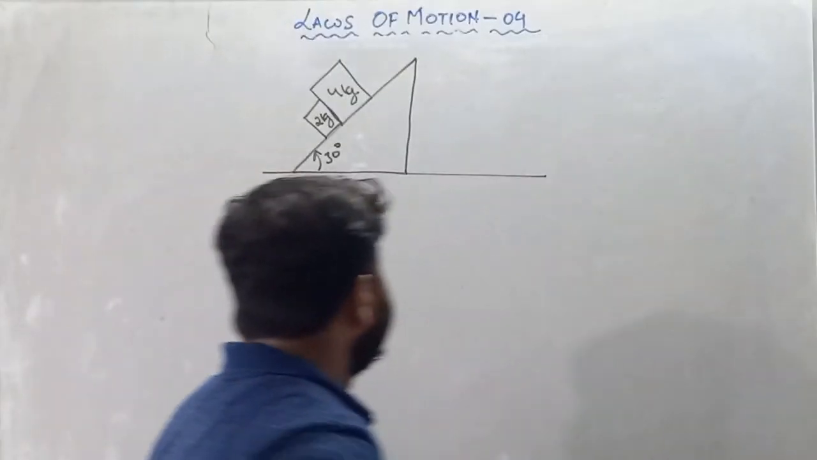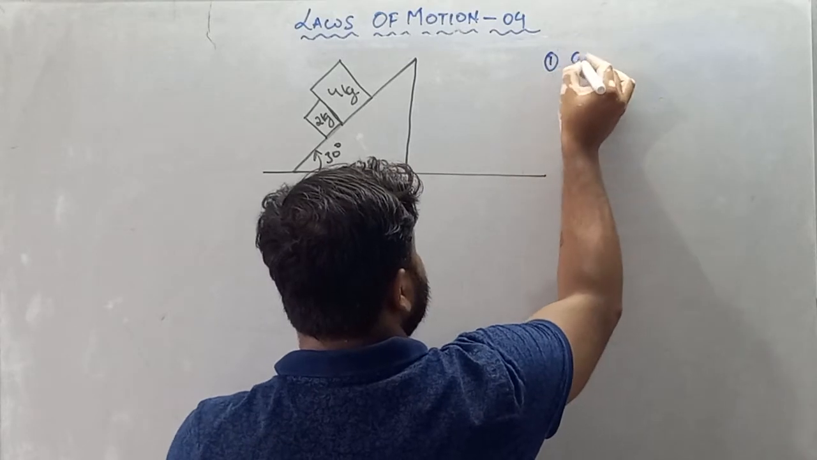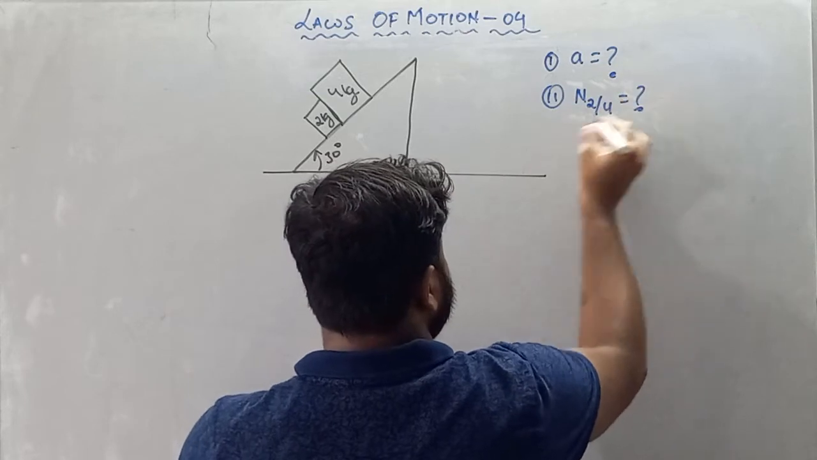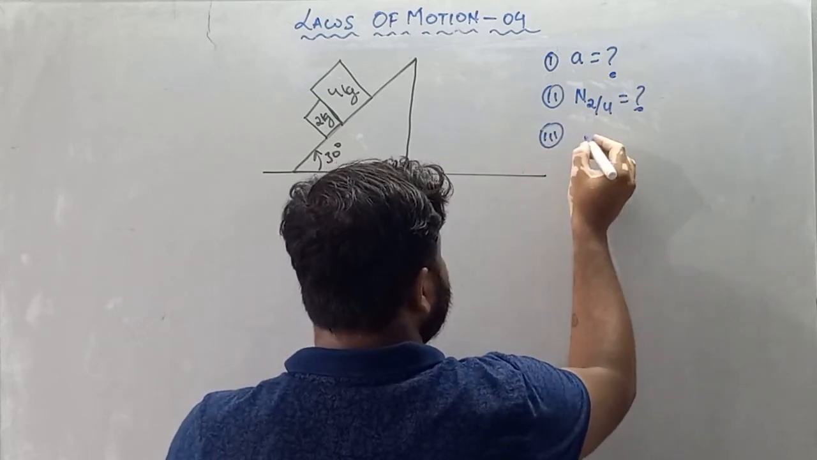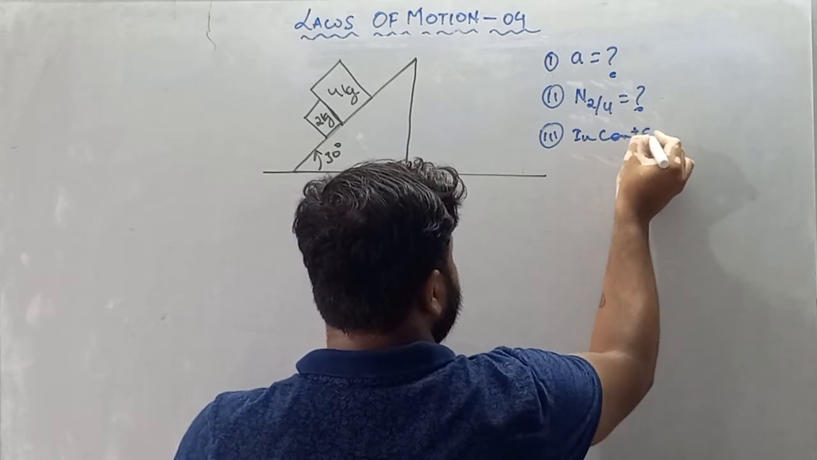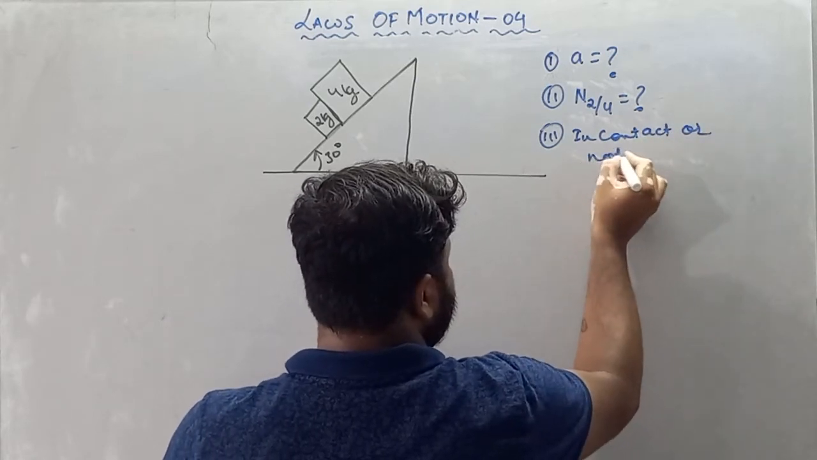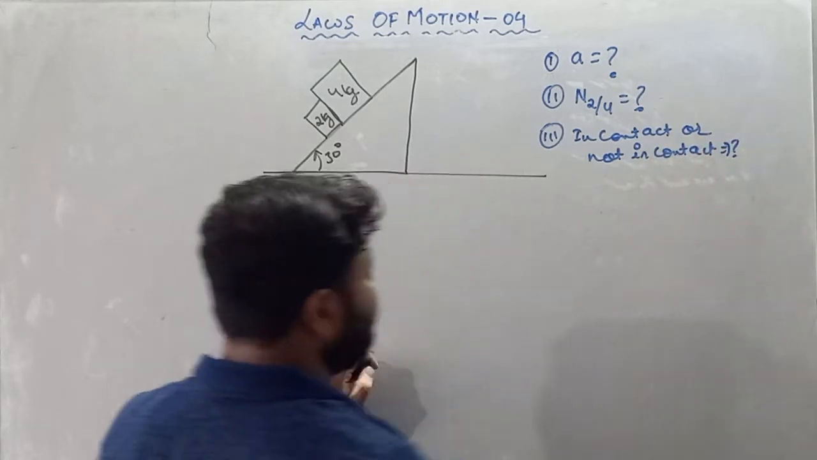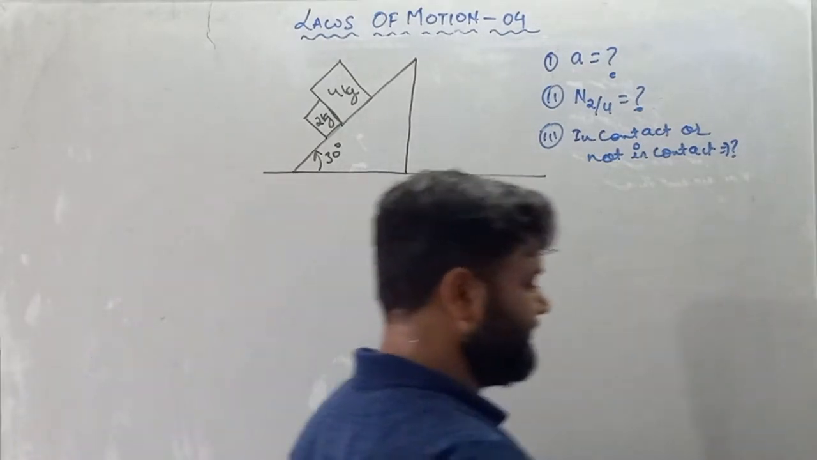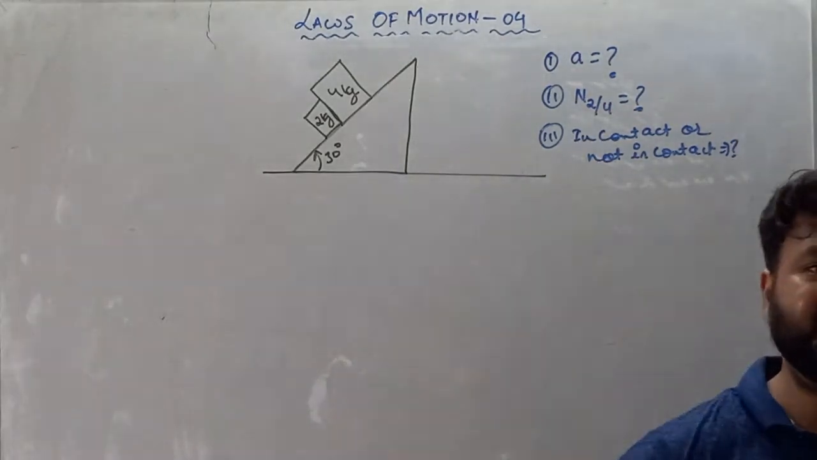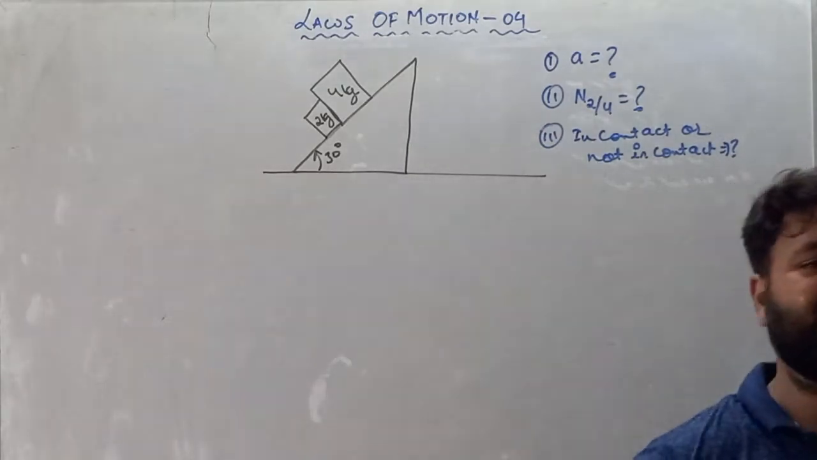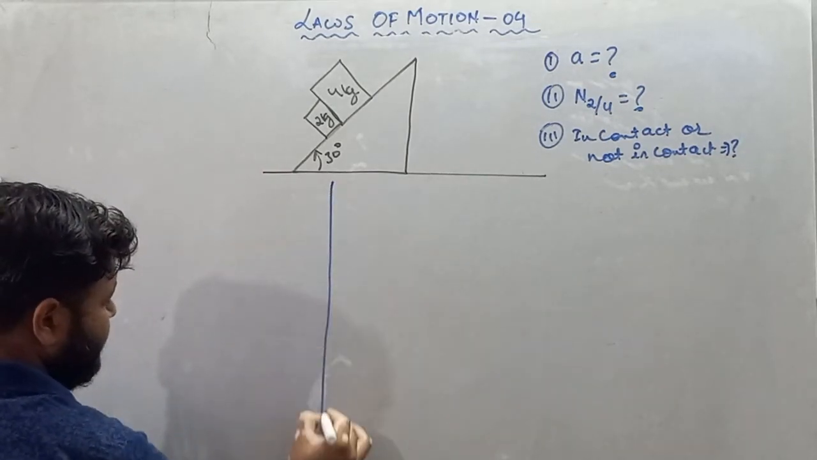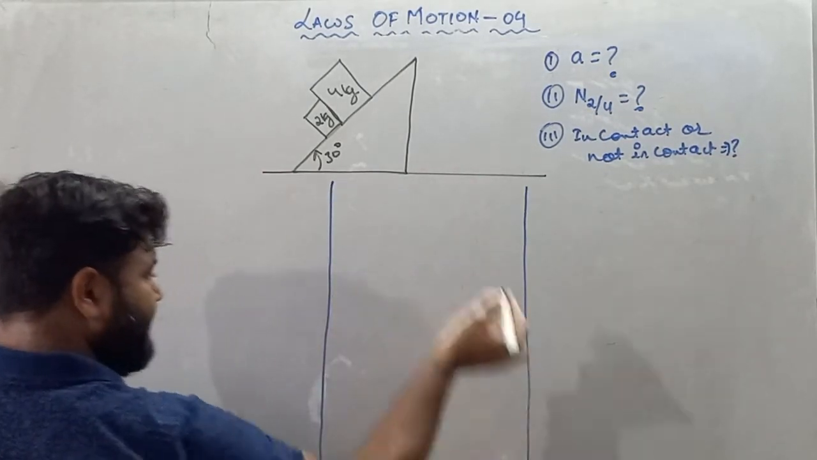So my dear student, first thing you have to find is the acceleration. Second thing, the normal on 2 due to 4. And third, they are asking whether they are moving in contact or not in contact. You have to give the answer. So see, my dear student, for finding acceleration, you have to make the FBD of both the blocks. So let's make first the FBD of the 2 kg block, then we'll make the FBD of the 4 kg block, then we'll see what happens.